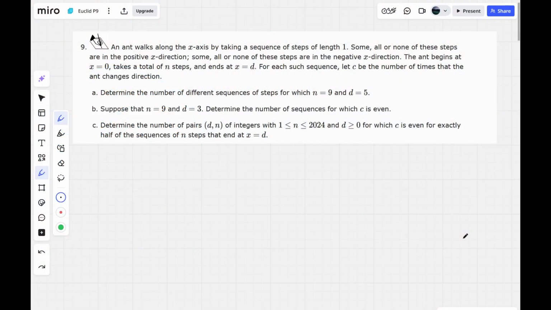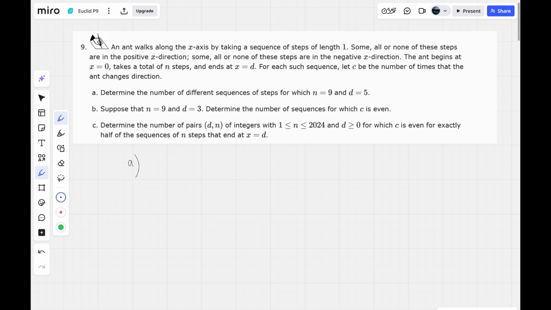Okay, I'm Michael, and we'll proceed with problem 9 from the Euclid 2024 contest. So what we have is an ant that walks along the x-axis. It can either move to the right or to the left by 1, and it takes a certain number of steps to get a certain distance. So for part A, it must take 9 steps and reach a distance of 5.